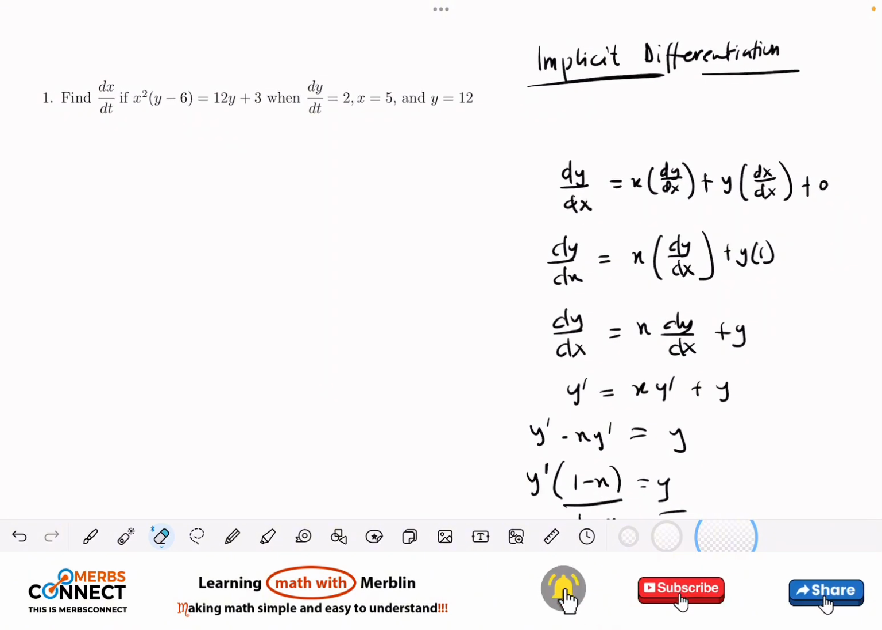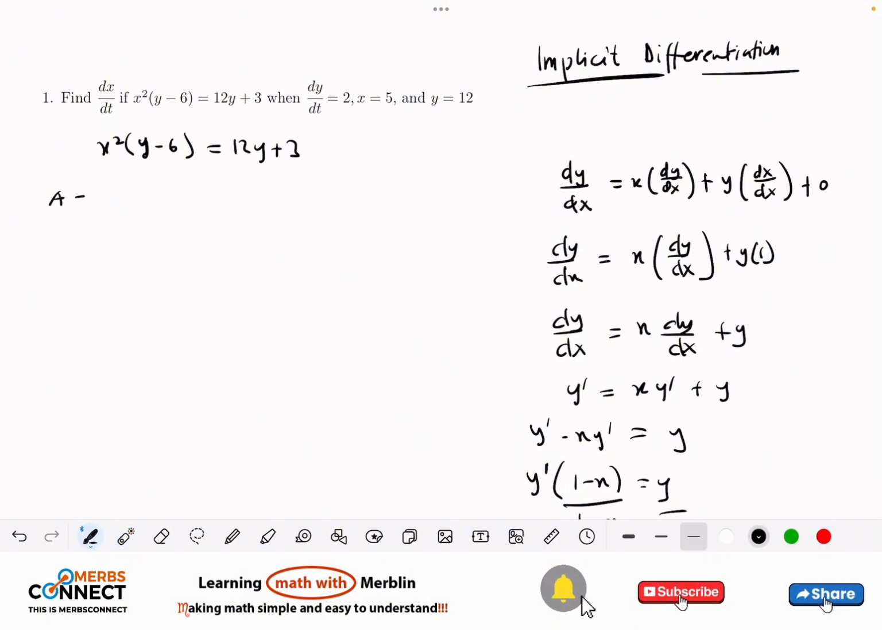So let's go through this example here and see how we can work through it. We have x squared (y minus 6) equal to 12y plus 3. Now I want to differentiate this function. I can see from here that I have two functions, so this is a product rule straight away. Using the idea of a equal to x squared, b equal to y minus 6, I've already assigned a to this and b to this using the product rule.